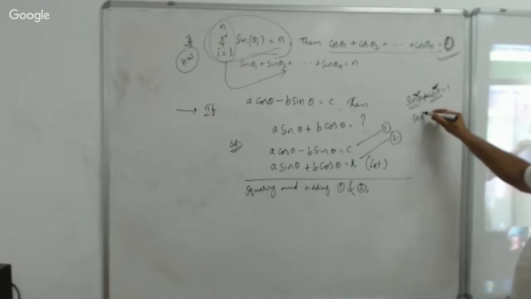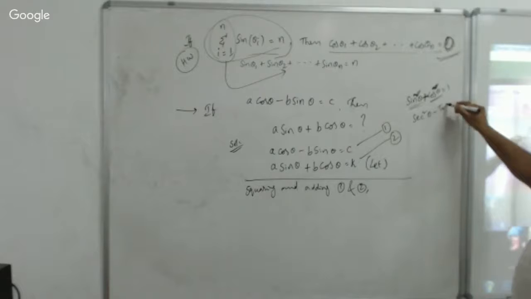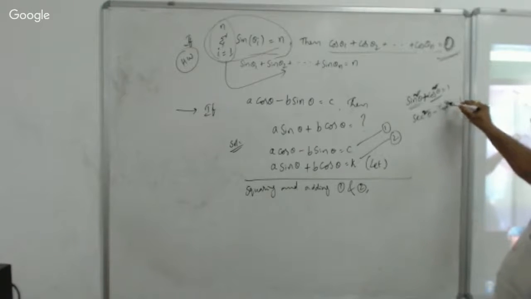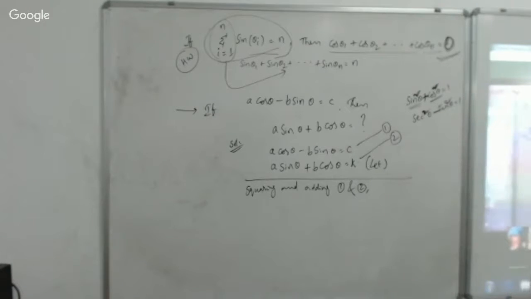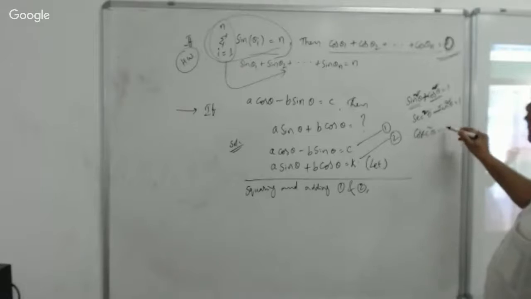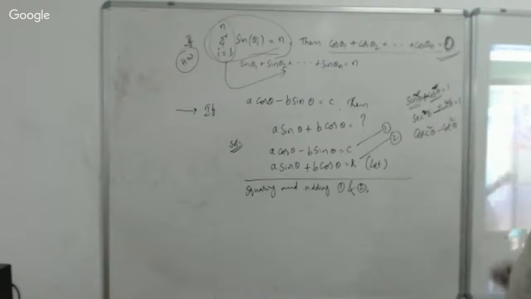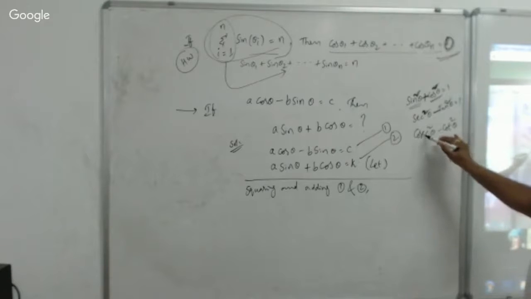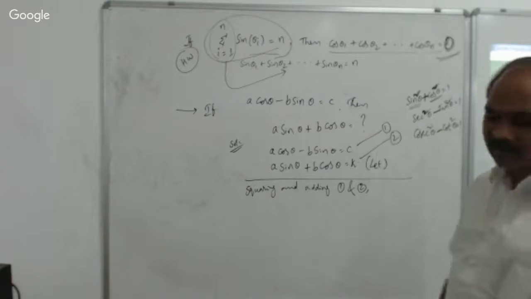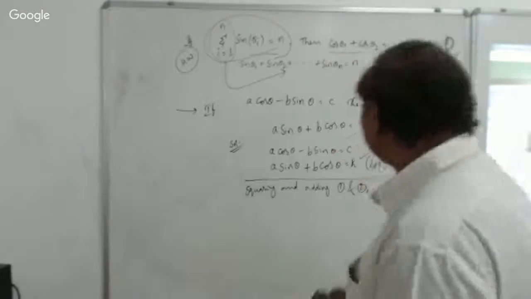Similarly, suppose both equations are in terms of secant theta and tan theta. The method is squaring and subtracting both the equations. We get the answer. Similarly, if both are in terms of cosec and cot, again squaring and subtracting, you will get one, meaning you will get some answer. That is the method.